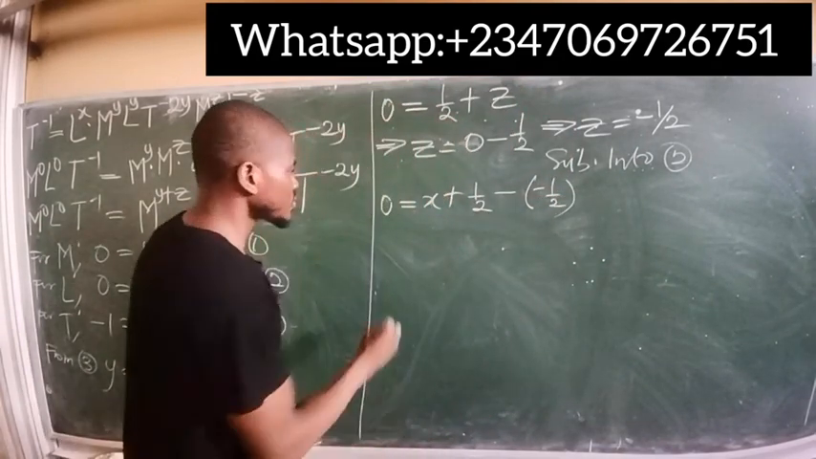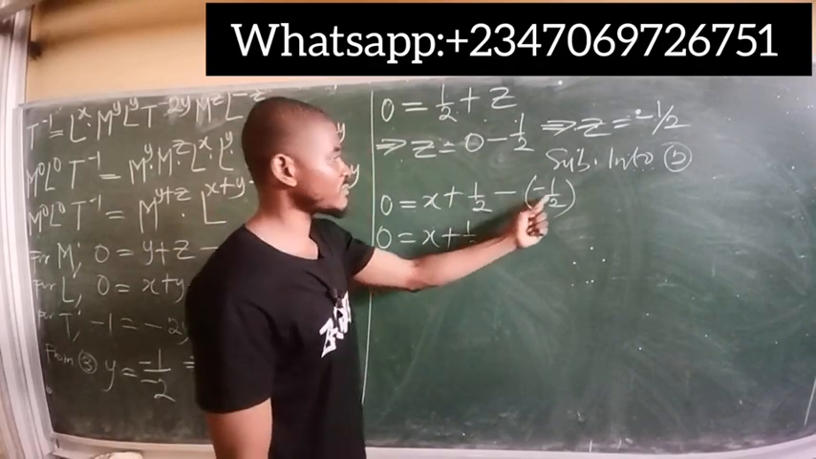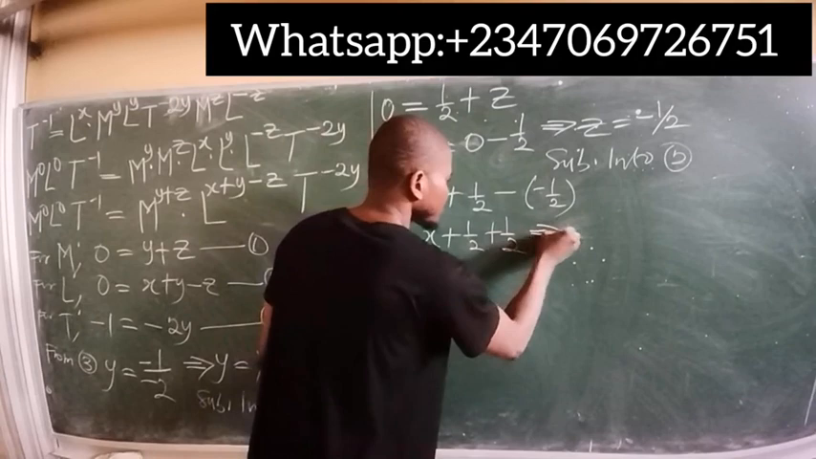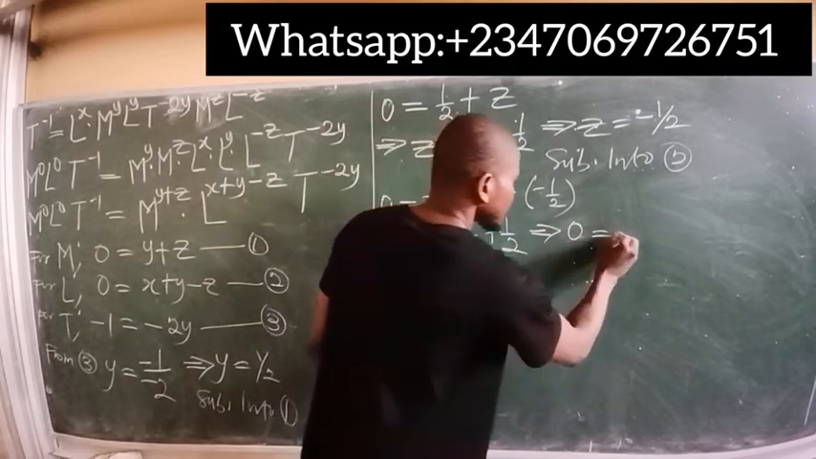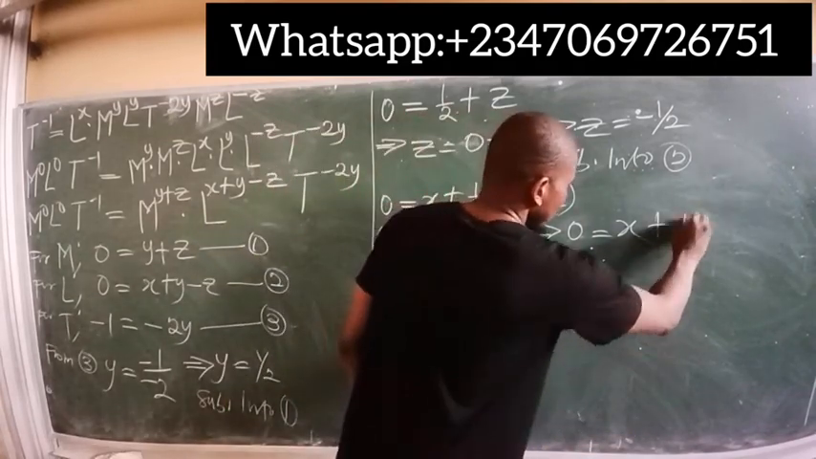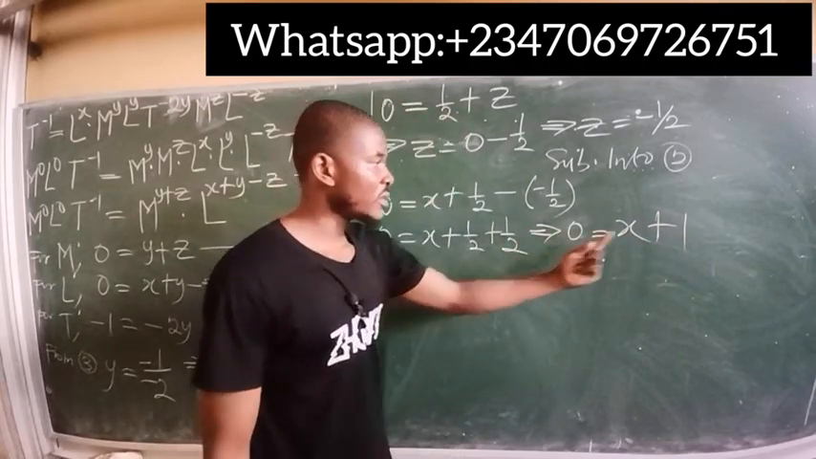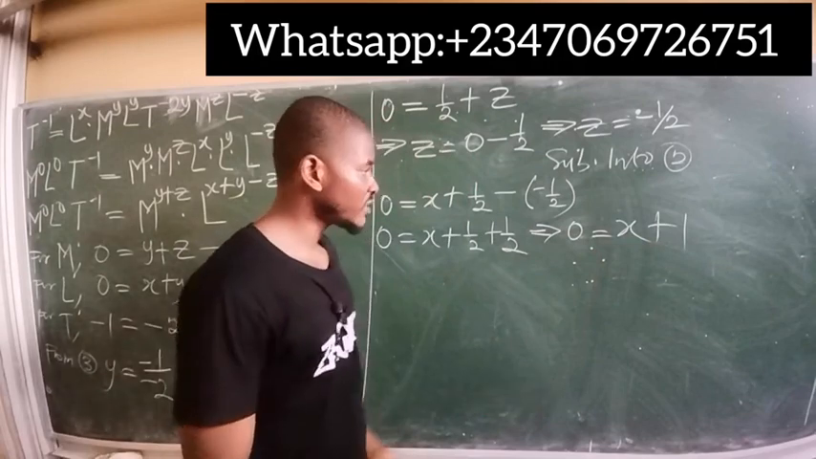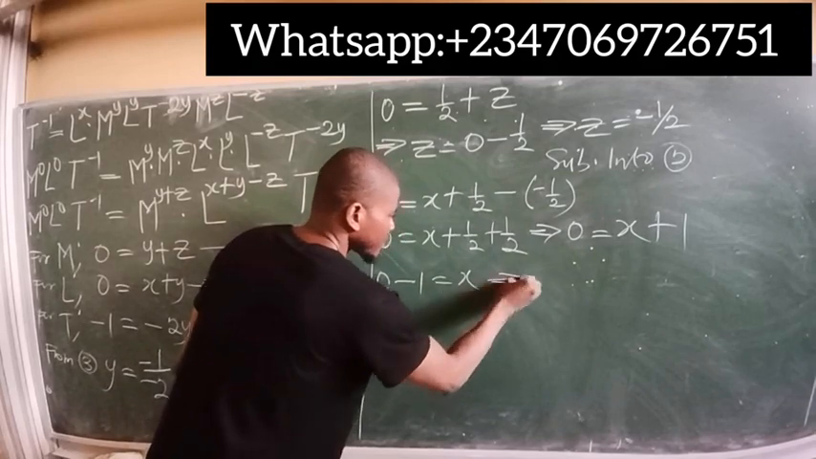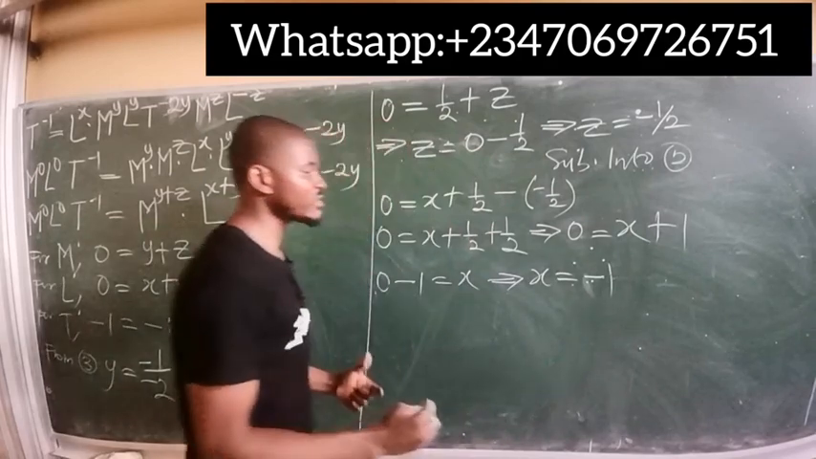That's what it becomes. So you have 0 equals x plus 1 over 2. Minus times minus becomes plus, so you simply have plus 1 all over 2. This implies 0 equals x plus, of course, 1 over 2 plus 1 over 2 simply gives us 1. So to make x the subject, simply send plus 1 to this side of the equation. Positive sign crosses an equal to sign becomes negative. So I'll simply have 0 minus 1 equals x. And this implies that x itself is equal to 0 minus 1, which gives us minus 1. So we'll have this for the value of x.